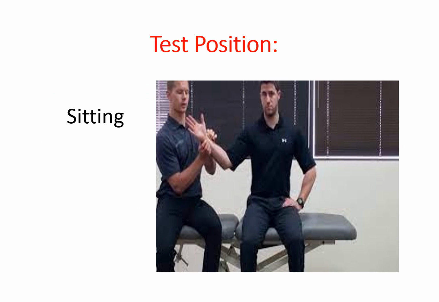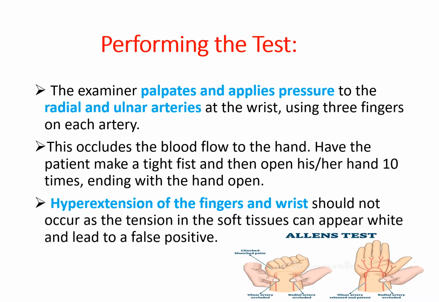The test position, commonly we will do in the sitting position. So how will we perform the test? In a patient with normal patent arteries, the color should return to the palms relatively quickly, within 10 seconds. Here the examiner palpates and applies pressure to the radial and ulnar arteries together at the wrist using 3 fingers on each artery.